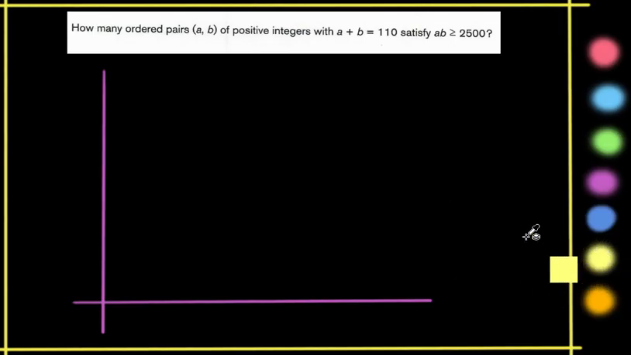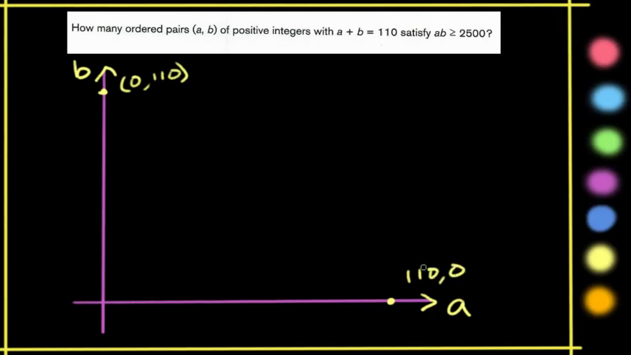The first thing is, what does it mean for a plus b to be 110? If we graph this and say this is a and this is b, a plus b equal 110, that can happen up here, for example, at 0, 110. It can happen way down here at 110, 0. Those are two examples of points on this line, and there are even some negative values as well.